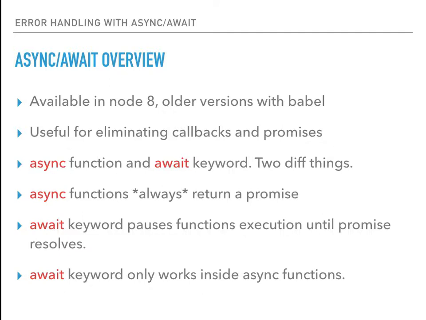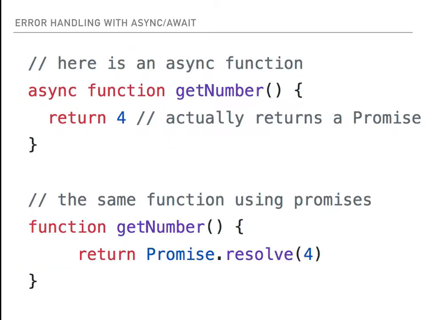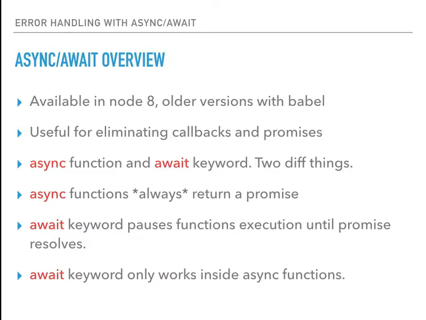Async await's available in Node 8. You can use it in older versions with Babel. That's what we were doing, but realistically, it'll ruin your stack traces, and it's pretty hard to use. So I would say use Node 8 and then use async await. It basically eliminates callbacks and promises from any sort of asynchronous transaction or service call in Node. It's often referred to as async/await.